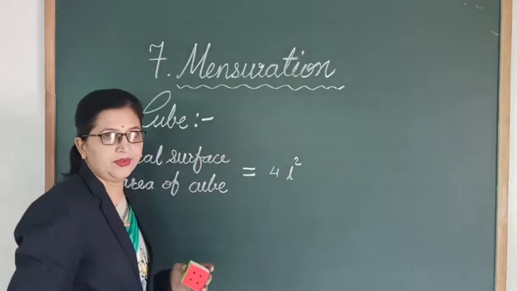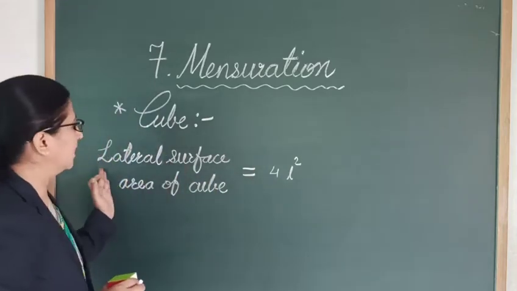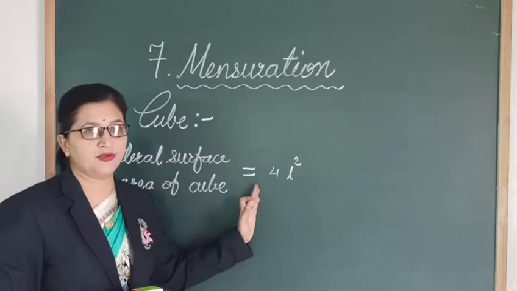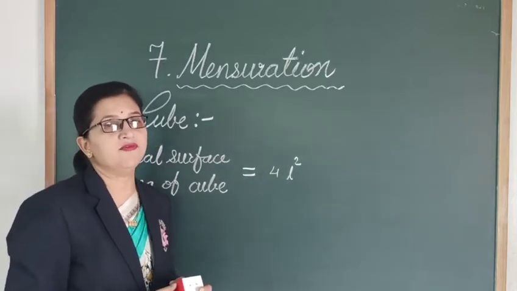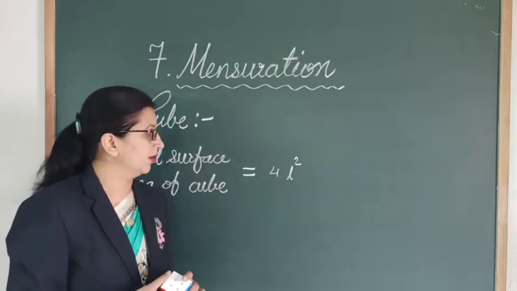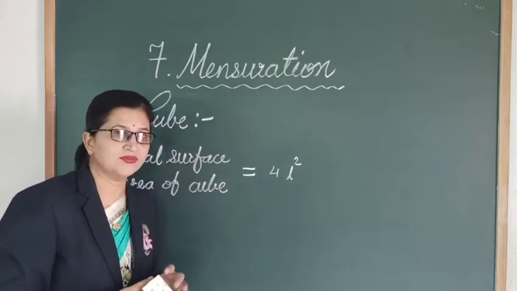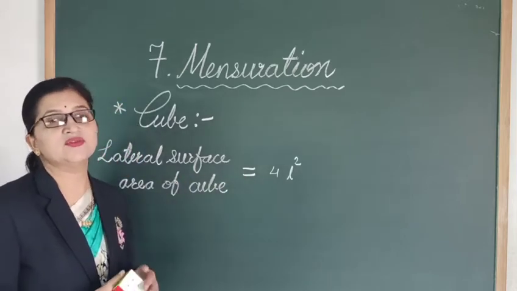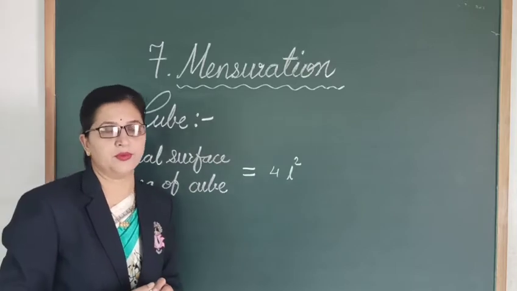4L square. So dear students, this is the formula to find out the lateral surface area of cube, that is 4L square. In the same way, if you want to color a room which is cubical in shape, then we can use this formula to find out the lateral surface area of the cube.